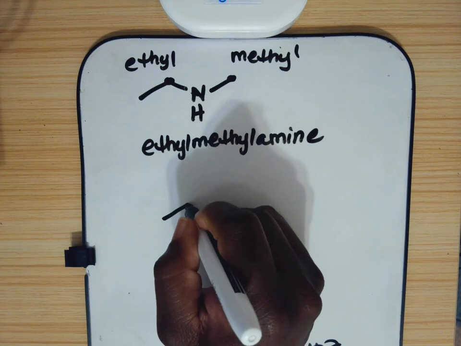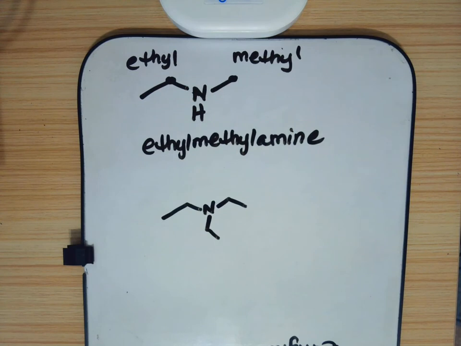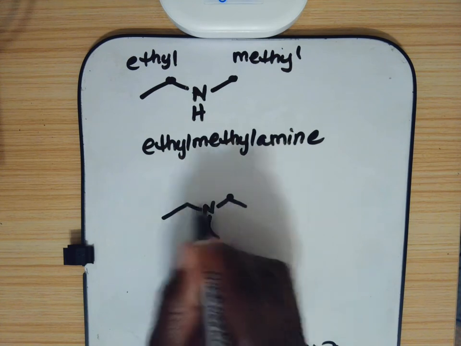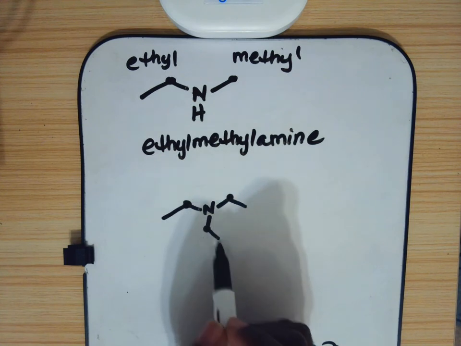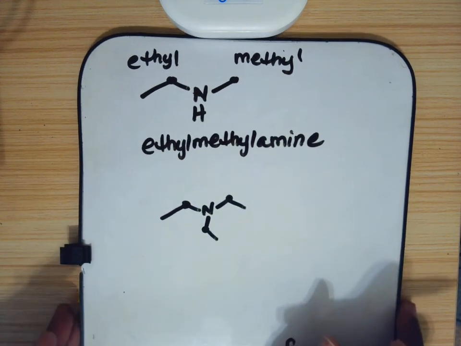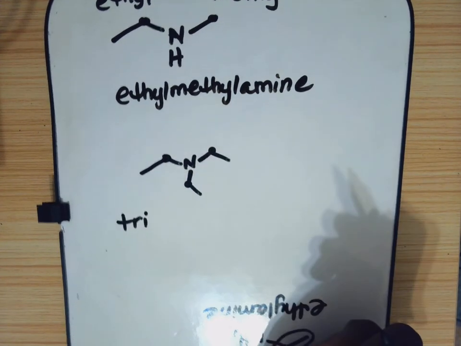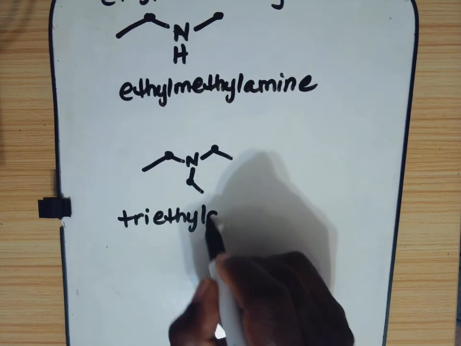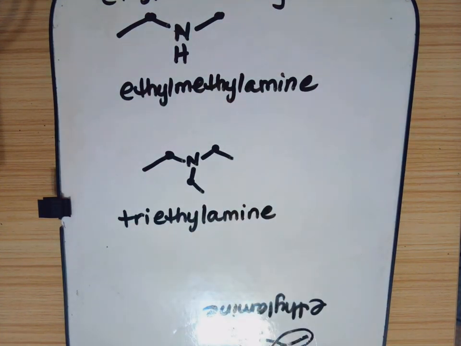If we had this amine, now we have a tertiary amine, because we have our nitrogen directly bonded to three carbon atoms. All three of these represent ethyl. The way I would indicate the presence of three of the same is to use the prefix tri. So tri means three of the same. All three are ethyl groups. So the name of this compound would be triethylamine.